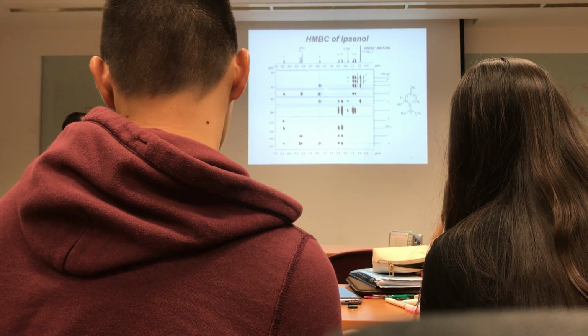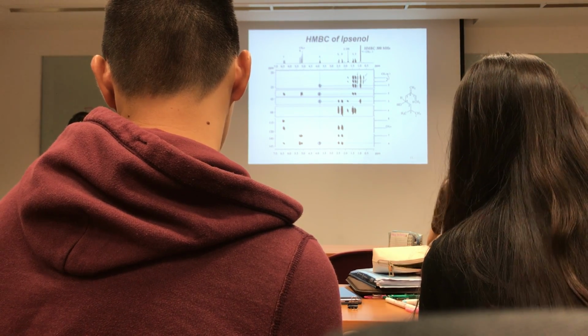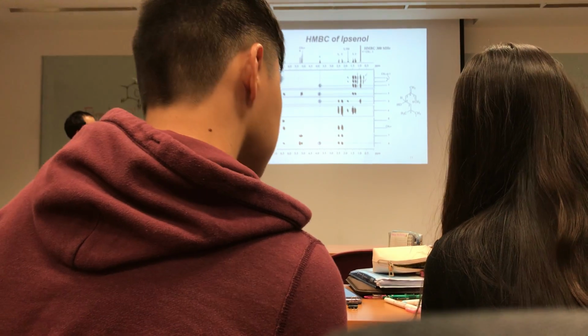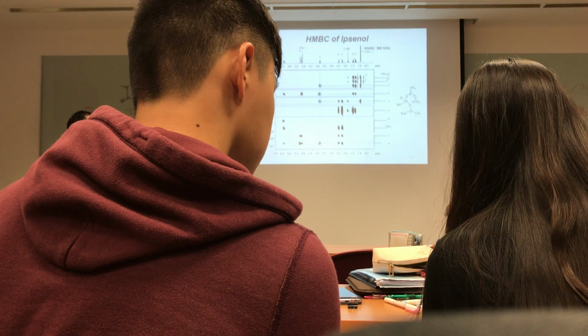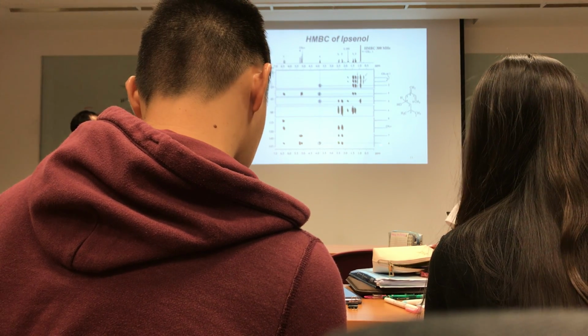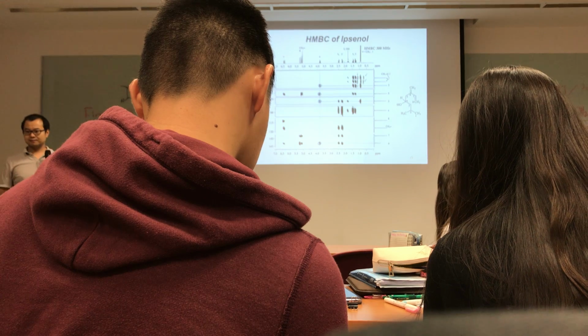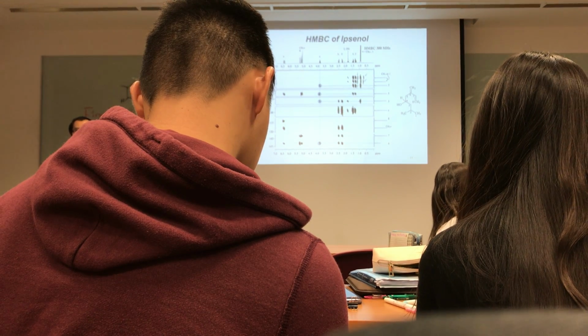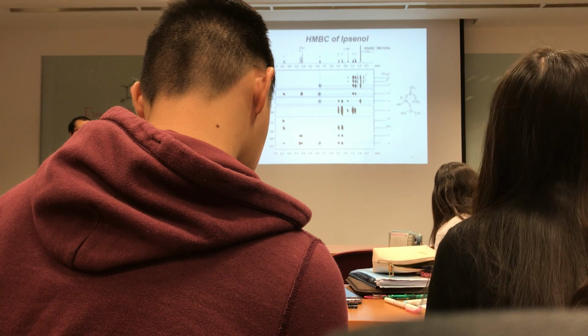Now you see proton 4 has 4 cross peaks. 1, 2, 3, 4. This one is corresponding to 2. This one is carbon 5. This one is carbon 3. This one is carbon 6. You have all the cross peaks you expected from structure analysis.